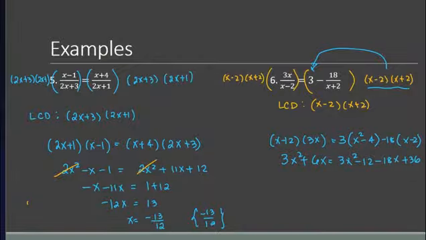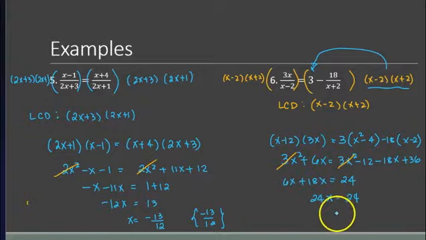Same thing, if I transpose the 3x squared, that would become 0. The 18x, I'm going to transpose it on this side, so positive 18x. Then for the constants, let's just simplify: 36 minus 12 is 24. When you add this, you have 24x equals 24, so you have a nice answer.